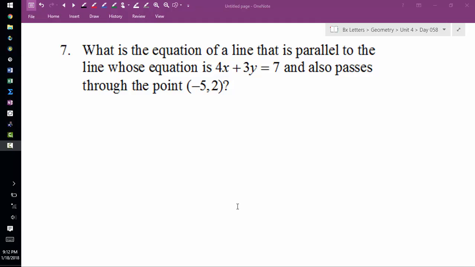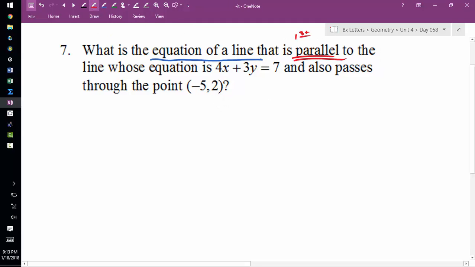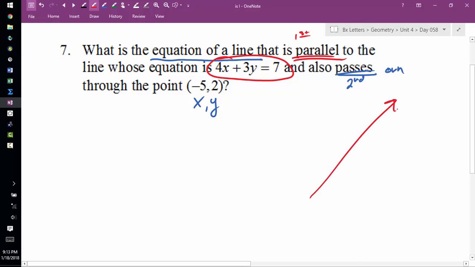So in number 7, they're asking for the equation of a line that does two things. First, it needs to be parallel to this line. And then the second thing it needs to do is pass through this x and y value. It's got to go through this point. So if our red line was like this, our blue line has to be parallel to it, and it's also got to pass through this point, negative 5, comma 2.